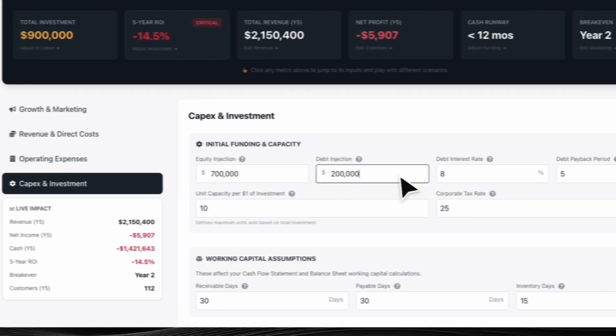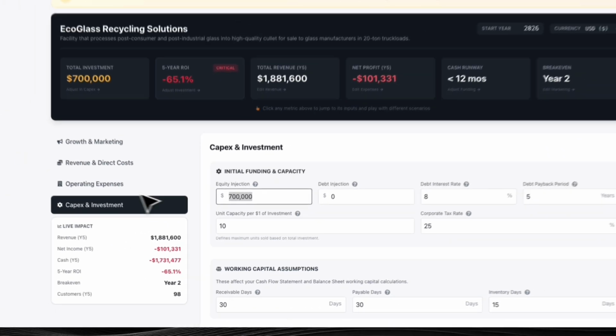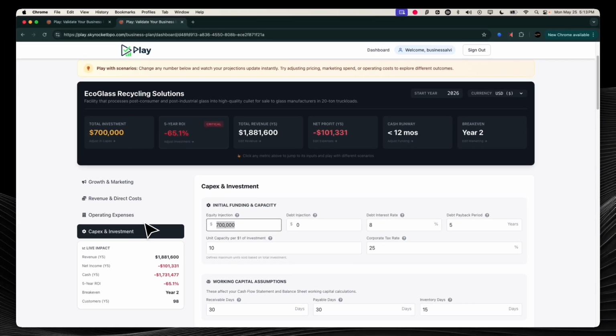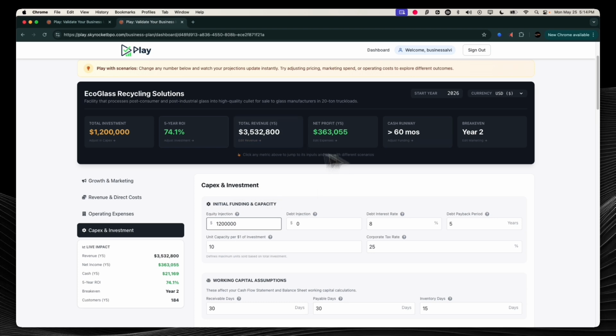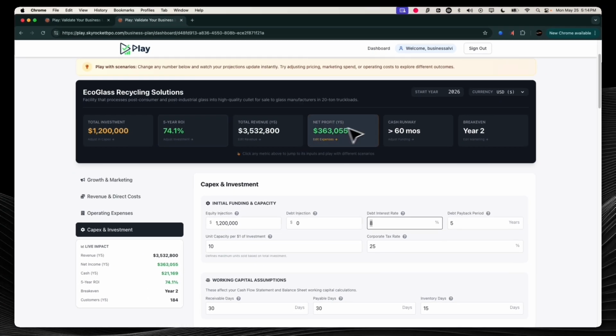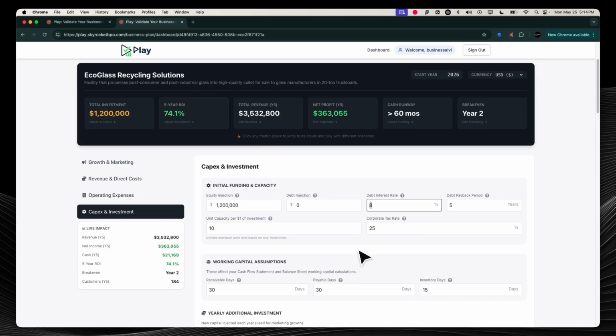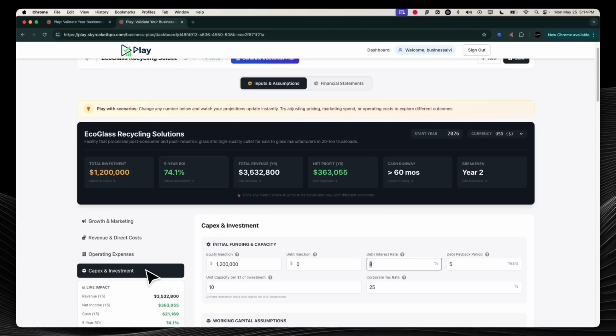Also, if I look at the capex and if I change this to 0, and if I increase the share of equity in the business, this also has an impact on the profitability of the business. Since you don't have any debt, you don't have to pay interest, so interest expense goes down. So you don't have to think about all these things. You can just play with these numbers and figure out what happens if you do this, what happens if you do that. That's why this is called play. You can play around with the numbers.